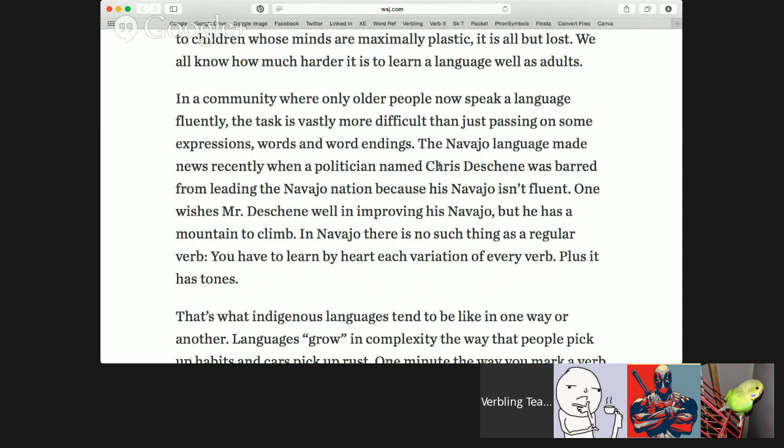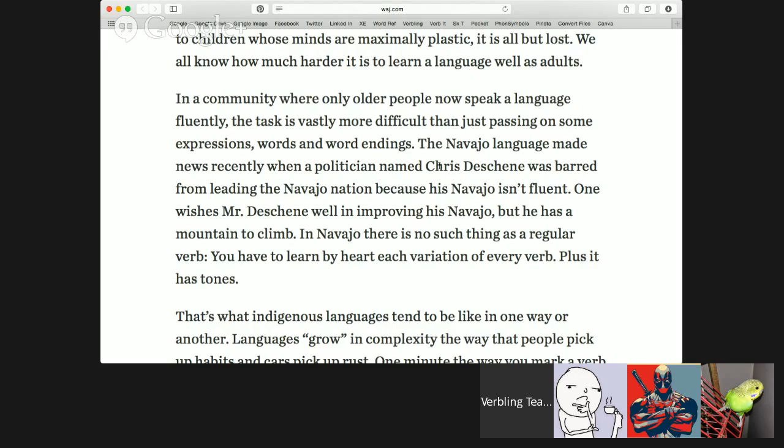In a community where only older people now speak a language fluently, the task is vastly more difficult than just passing on some expressions, words and word endings. The Navajo language made news recently when a politician named Chris Dashin was barred from leading the Navajo Nation because his Navajo isn't fluent. One wishes Mr. Dashin well in improving his Navajo, but he has a mountain to climb.